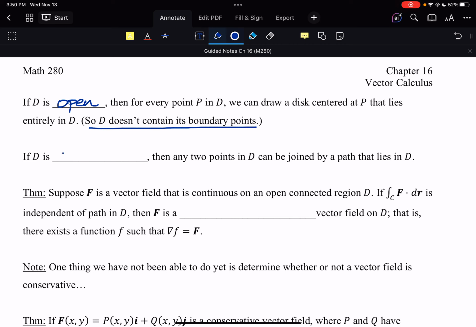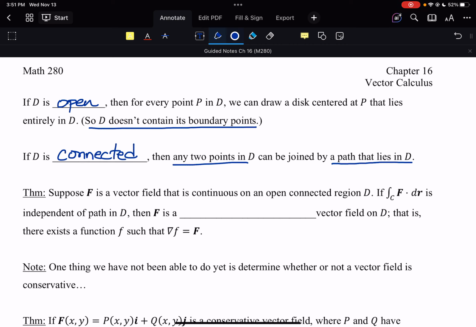If D is a region that we say is connected, then any 2 points in D can be joined by a path that lies in D. So if D is connected, any 2 points in D can be joined by a path that also lies in D. And we'll visualize this a little bit more in just a minute.